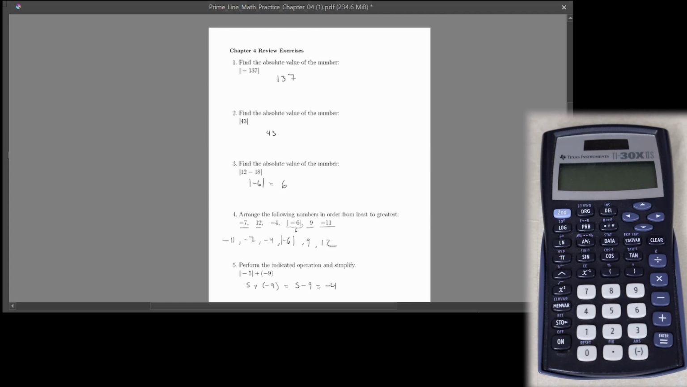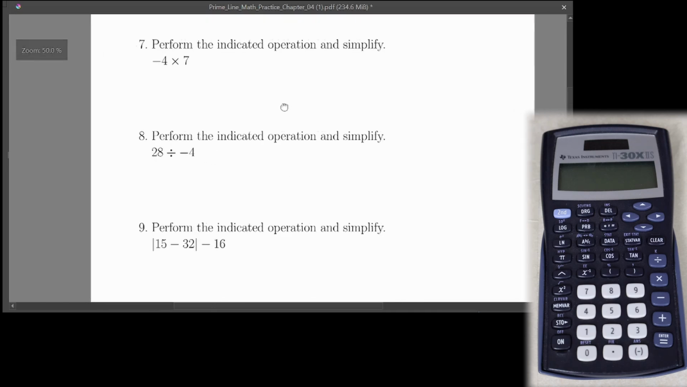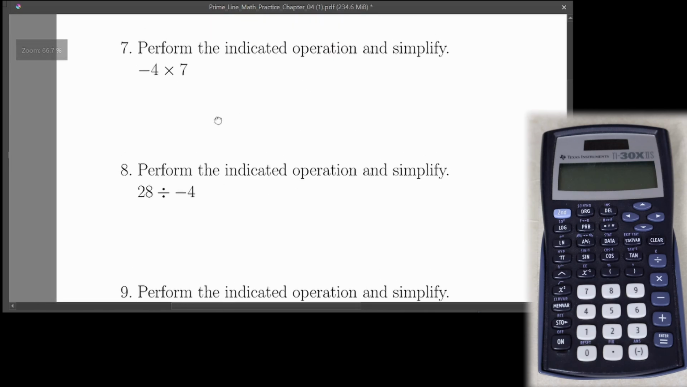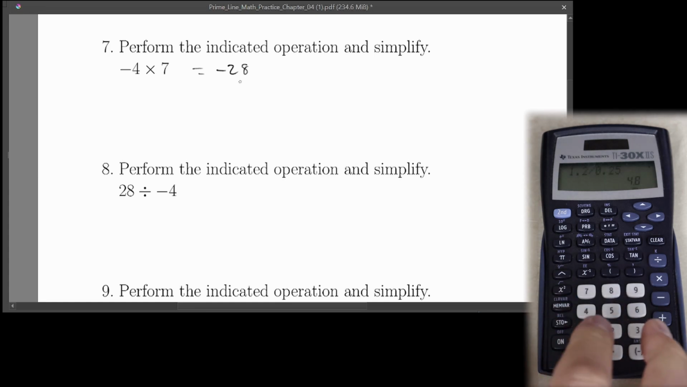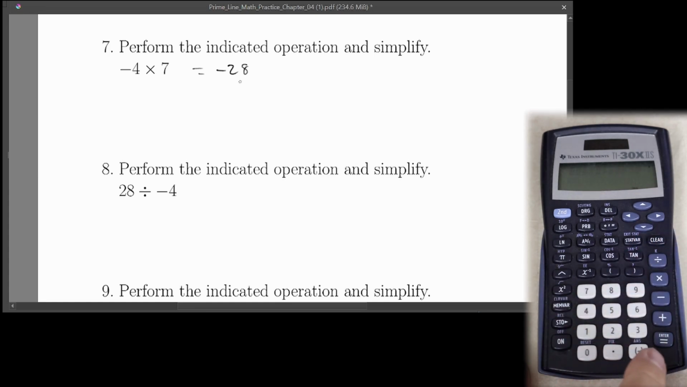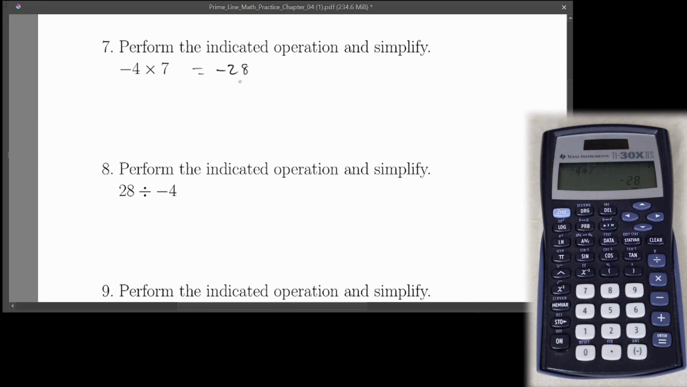Okay, we'll turn the page. All right, with our negative values, by hand we could multiply it and get negative 28, or on the calculator, turn it on, clear everything, we could do negative 4 times 7 and get our negative 28.